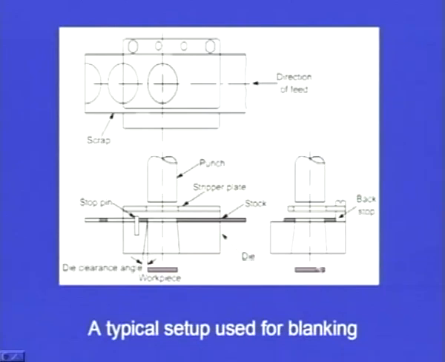So, this is another view of this blanking operation, a typical setup used for blanking. We can see that the punch is coming, there is a sheet metal that is being fed into the machine and thus we are getting a workpiece here. So, this is a typical blanking operation.